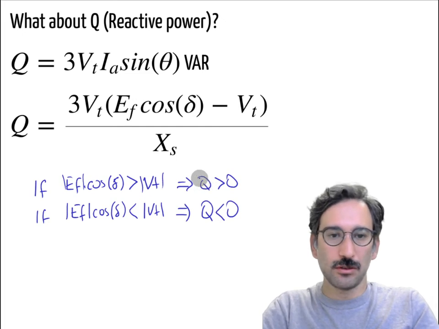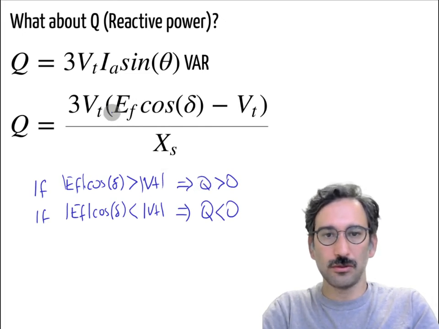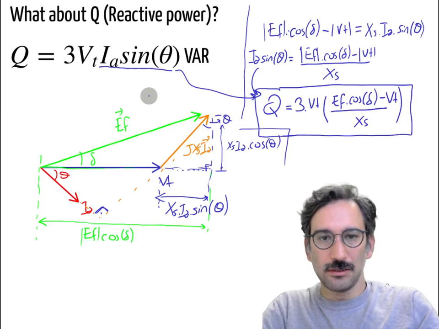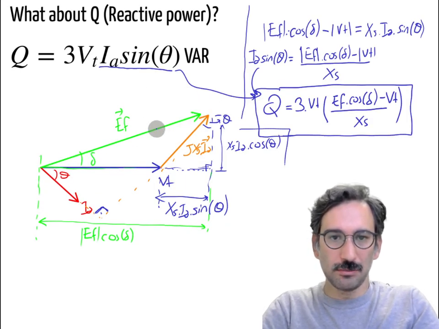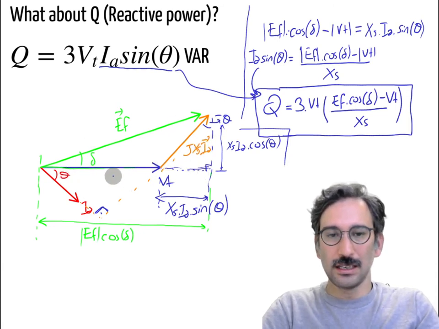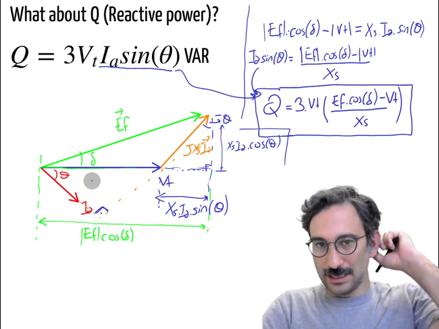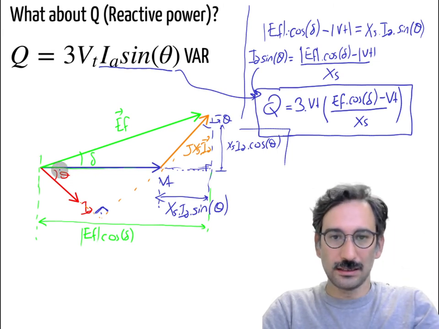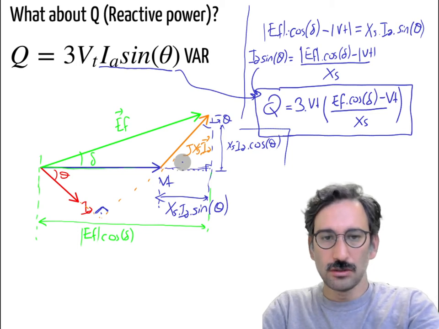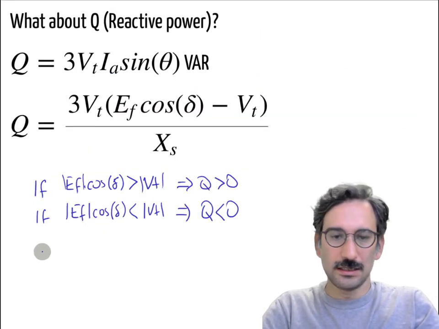So the direction of Q is mainly defined by whether the projection of EF over Vt is larger than Vt. If it is, as in the lagging power factor case, that distance is larger than 0, so I have a larger Q. So let's have a look at a similar case.